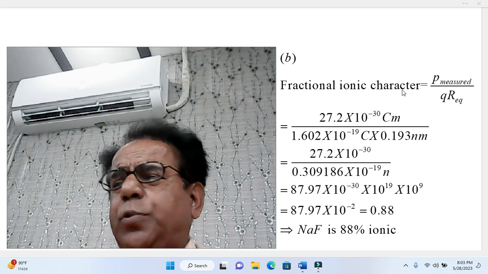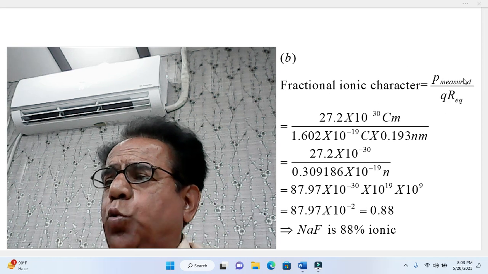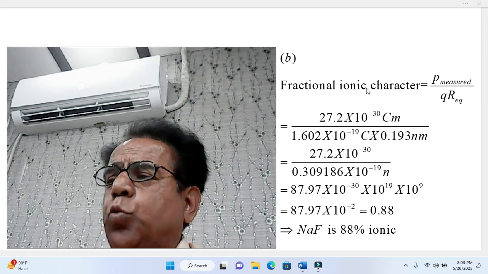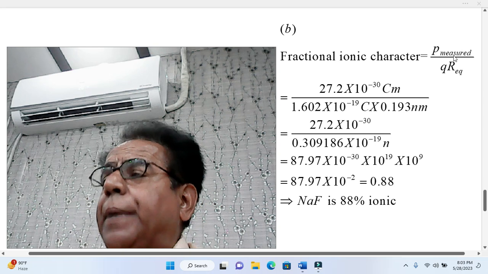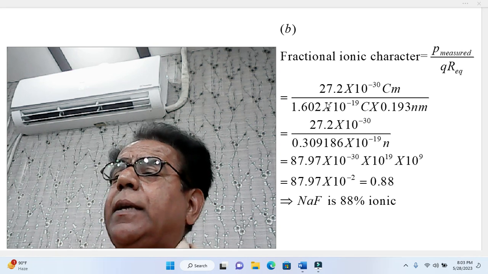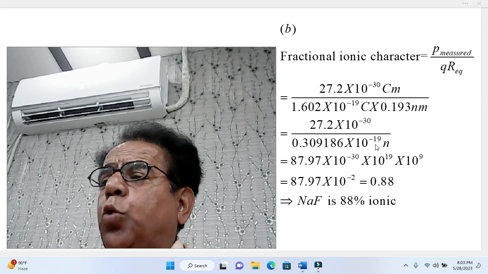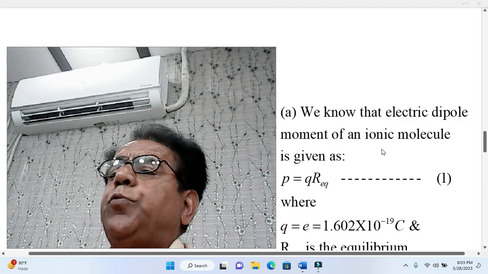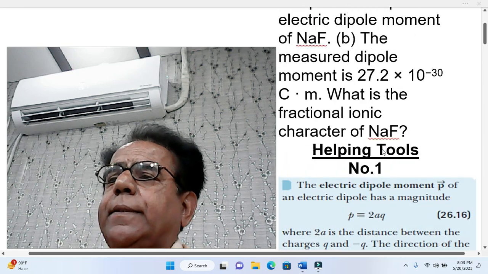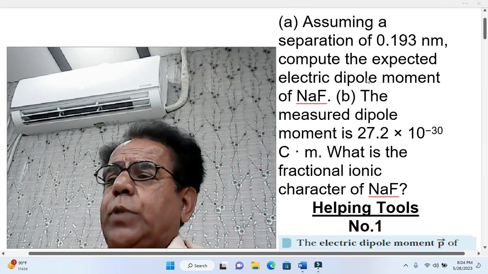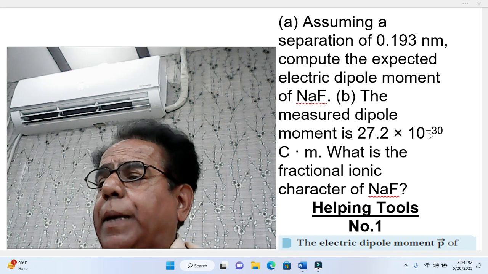This expression has been previously shown in our toolkit. So dear students, the electric dipole moment measured is given in the statement: 27.2 into 10 to power minus 30 coulomb meter. We once again move to our statement, and it will be clear that, yes, dear students, the measured dipole moment is 27.2 into 10 raised to the power minus 30 coulomb meter.